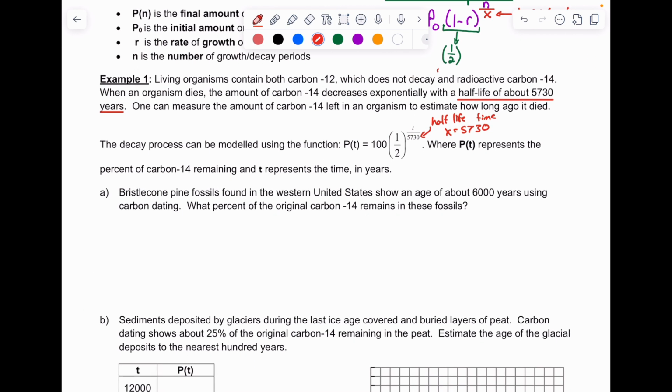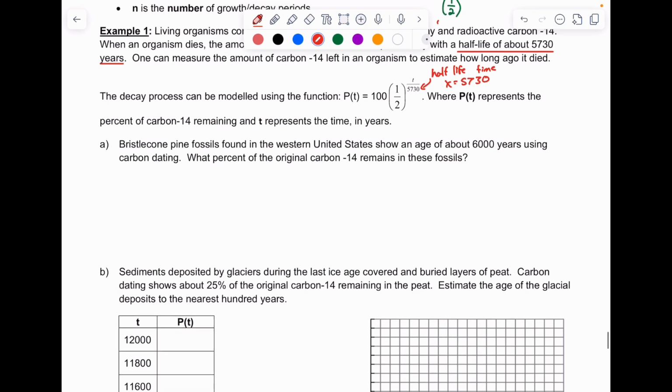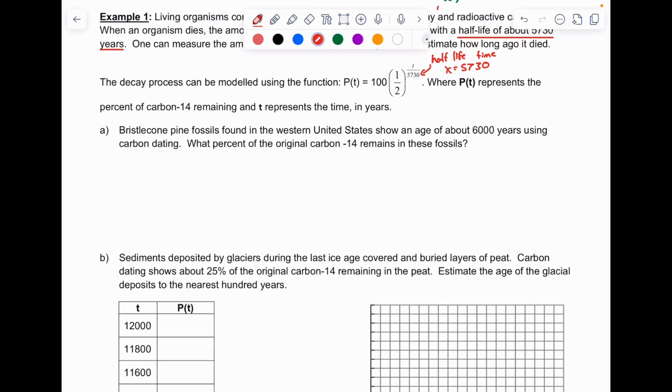So you use this model, this P of T represents the percent of carbon remaining, the future amount after T number of years, okay? So in this first problem here, bristlecone pine fossils found in western United States show an age of about 6,000 years using carbon dating. What percent of the original carbon-14 remains in the fossil? So after 6,000 years, what percent is remaining? So this is saying when T is 6,000, what is P of T?